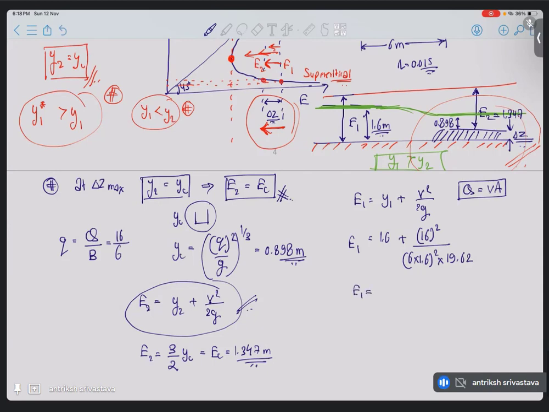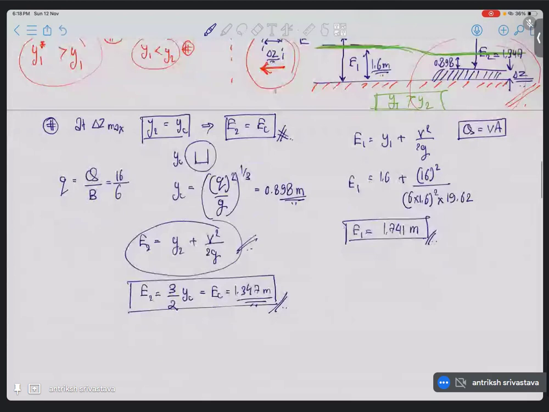Okay, so let's solve this. We have 1.6 plus 16 square divided by 6 into 1.6 square into 19.62. So let's solve this. Yeah, so we have 1.741 meters, that is E1, and E2 is this.